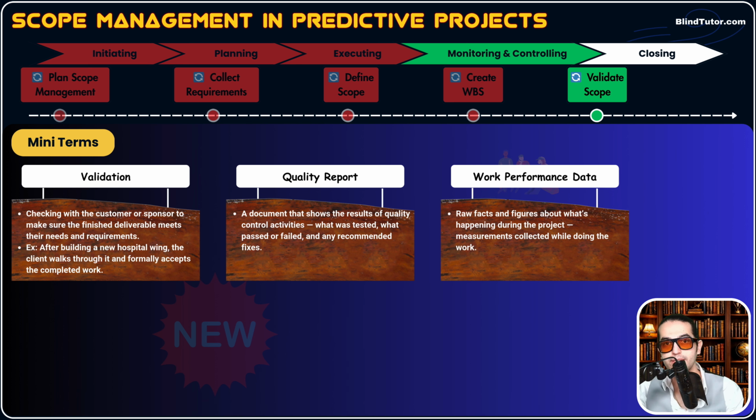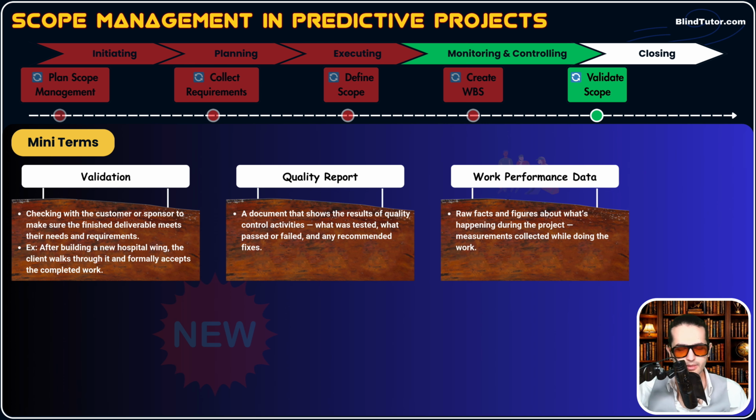We keep them in a table, for example, in a document called work performance data. I think it's self-explanatory. It's data you collect while performing the work. Okay, we're going to use work performance data also in validate scope, and you'll see how it helps us. Just learn the concept first.